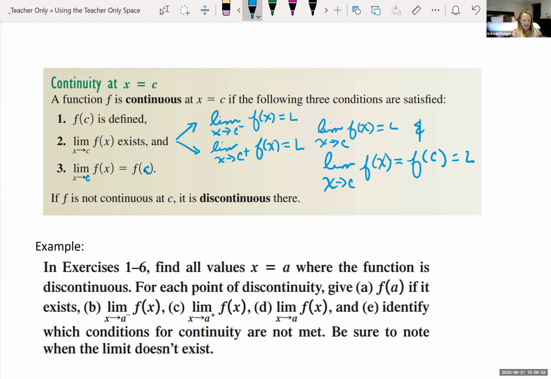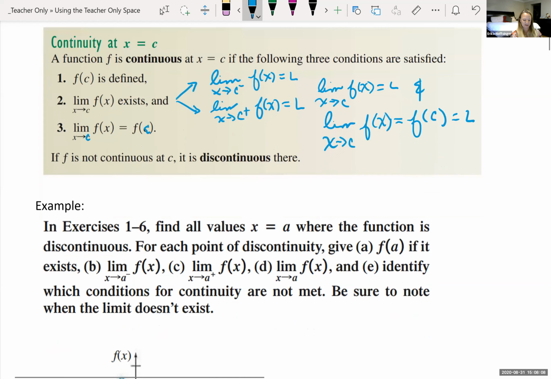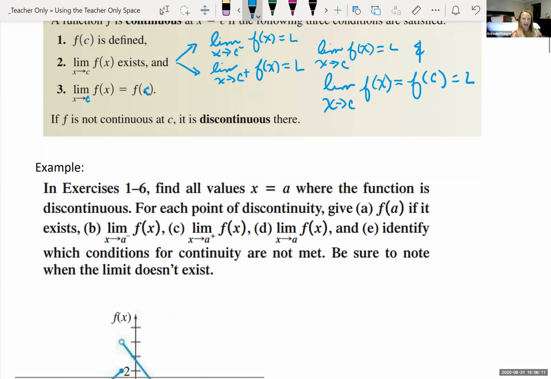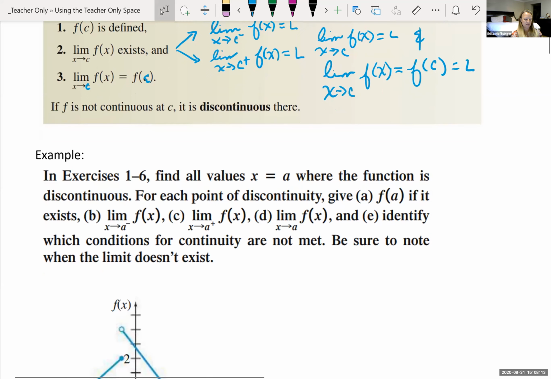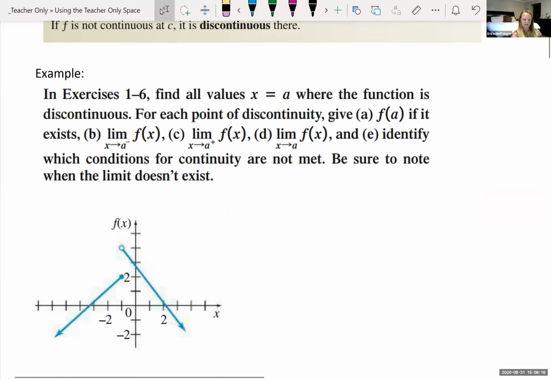Okay, so I had pulled these last week and put them in this OneNote. So I do have my textbook now, which I'm very excited about. But since I have them here, I'm just going to use them. So in exercises 1 through 6, find all the values x equals a where the function is discontinuous. Okay, so we're looking at any value x equal a where the function is discontinuous, and we want all those values.